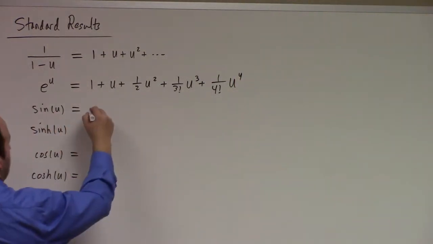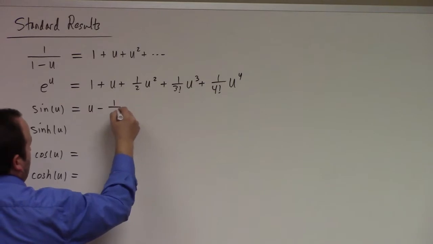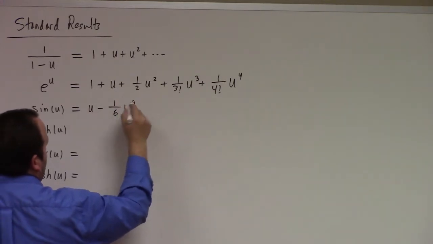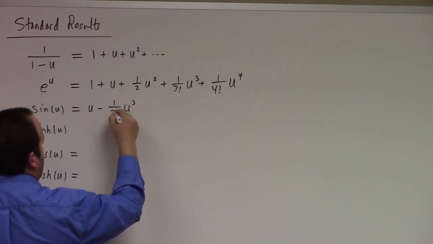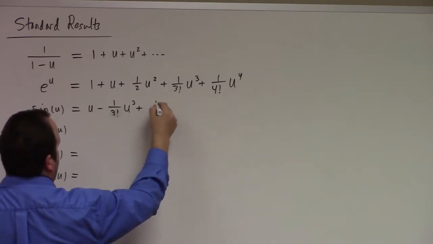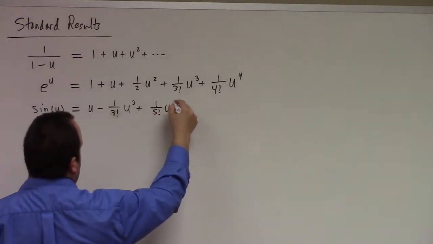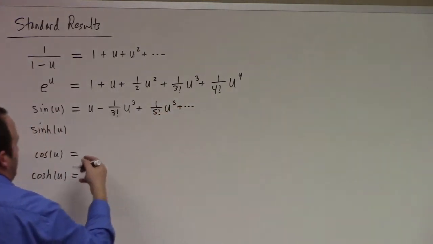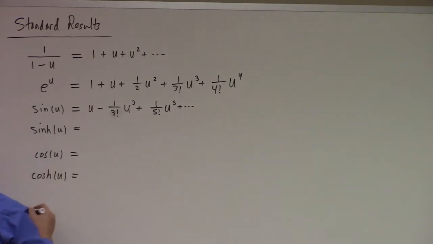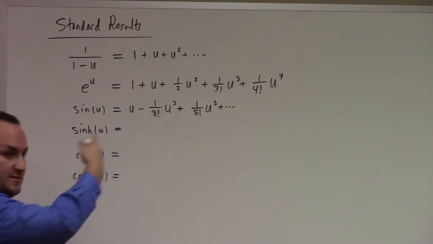Sine of u is what? u minus 1/6 u cubed. Well, fine, I'll do 3 factorial just to keep the pattern here, plus 1 over 5 factorial u to the 5th plus and so on. Again, I don't really usually need all of that. What's the sinh? The same terms with all pluses.